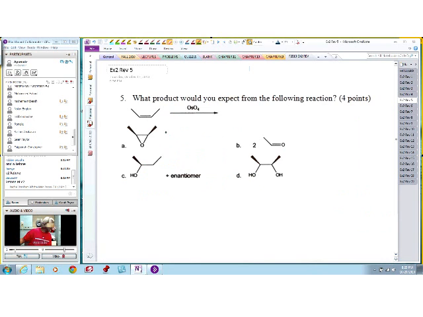Okay, let's see here. Masha K. Hutchinson, can you read this question for us? What products would you expect from the following reactions? Okay, very good, and thank you. It says, what product would you expect from the following reaction?